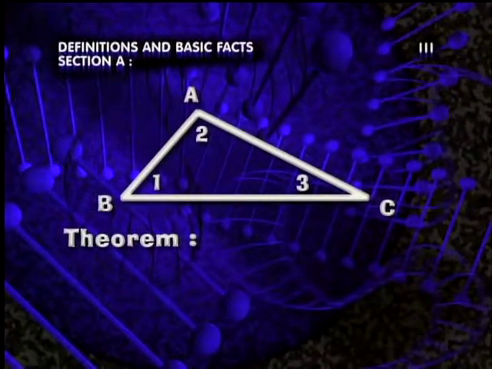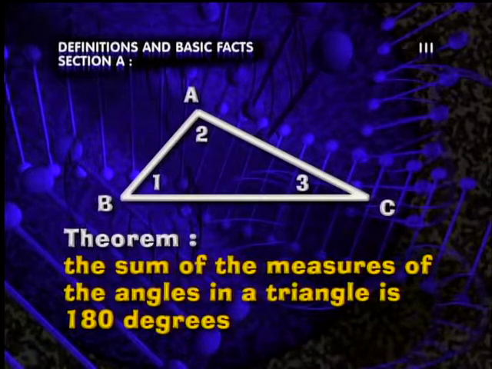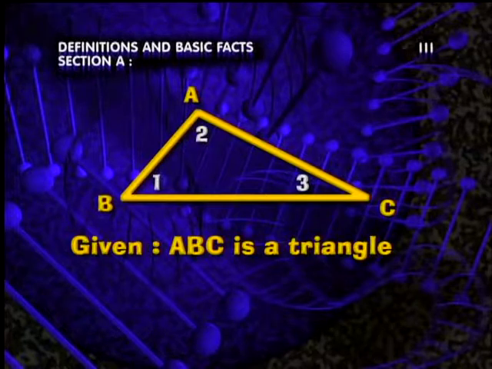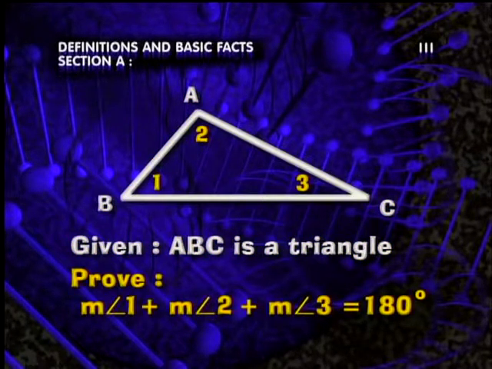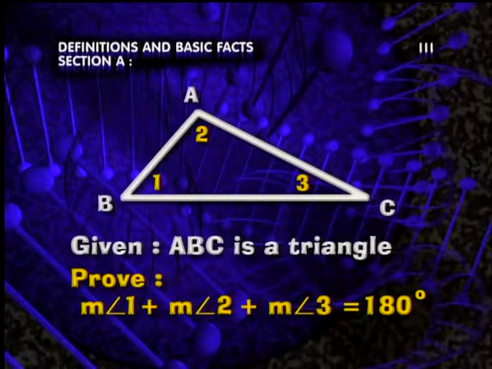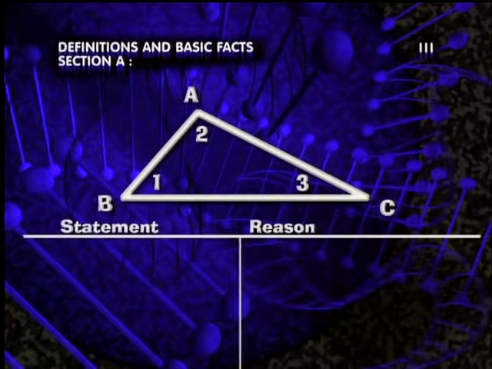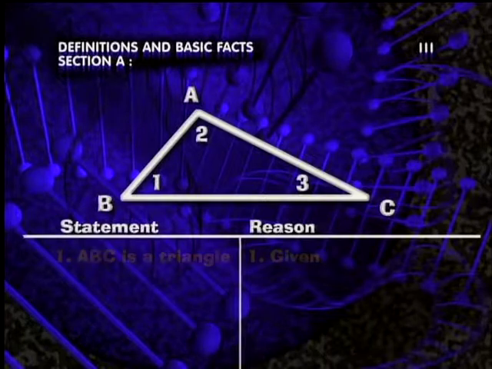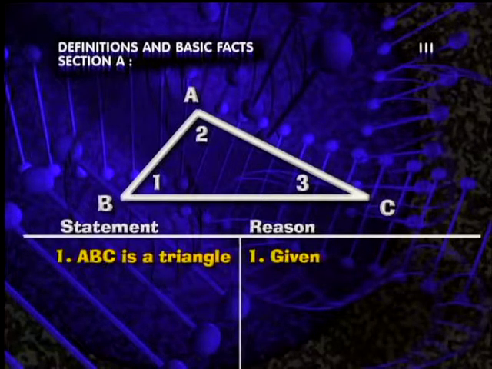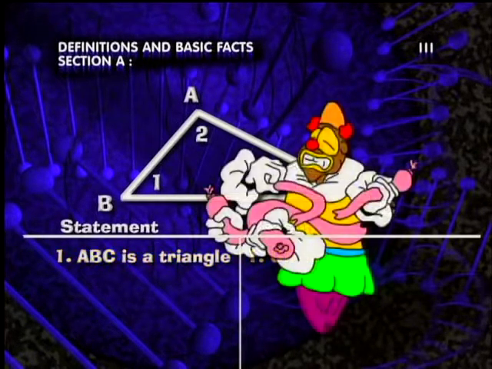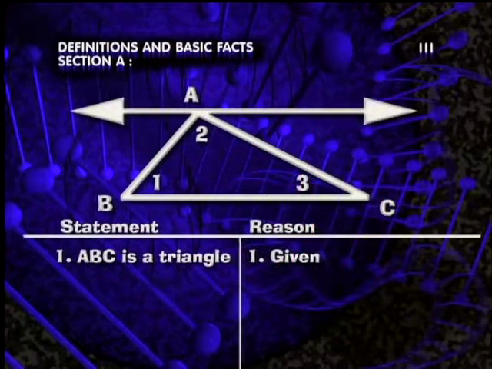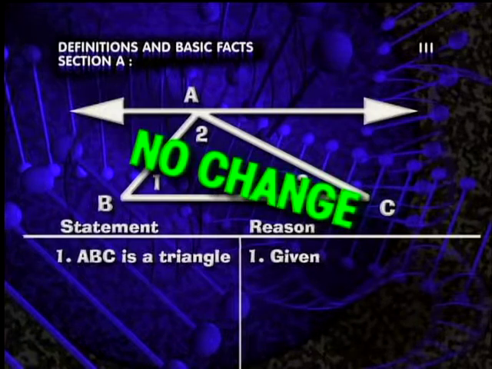Our theorem is the sum of the measures of the angles in a triangle is 180 degrees. Given that ABC is a triangle, prove that the sum of the measures of angle 1, angle 2, and angle 3 equals 180 degrees. Now, for the first step of our proof, we state our given information. ABC is a triangle. For our second step, we got to do a little trick. We need to add a line to the diagram to help us prove our point. This is okay because we're not changing our triangle.